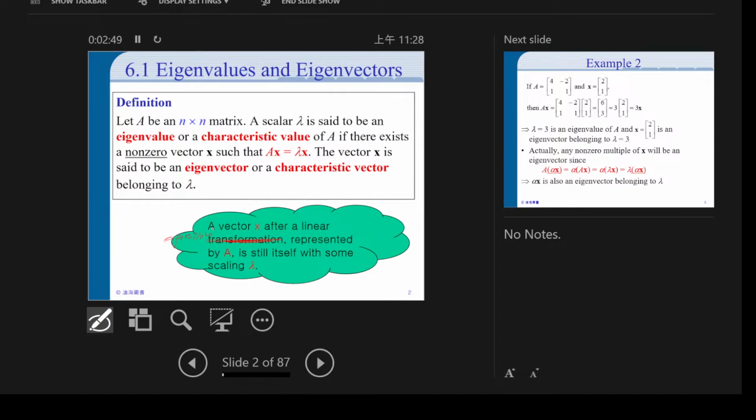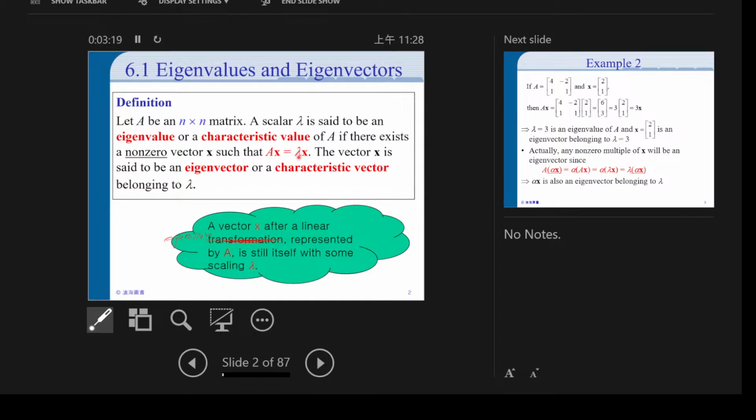So A is an n by n matrix, so it may map a vector from a linear space back to the same linear space. And so sometimes we can get lucky: we use A to transform a vector, and it comes back to the same vector but with a scaled length. So we write this down as a matrix-vector multiplication equation. It's just Ax equal to lambda x, where lambda is a scalar and x is a vector.